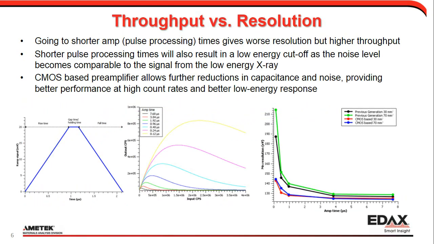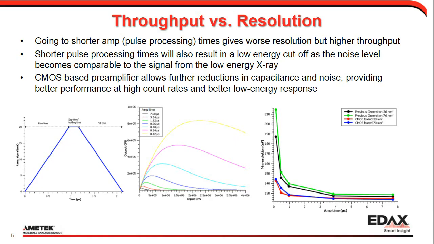Some background information on throughput versus resolution. The chart on the left shows the pulse of one X-ray. The rise time equals the fall time, and we call it amp time. You may also hear pulse processing time from other vendors. The rise time or amp time sets the absolute limit for the number of counts a given SDD can handle without overlapping electron clouds.